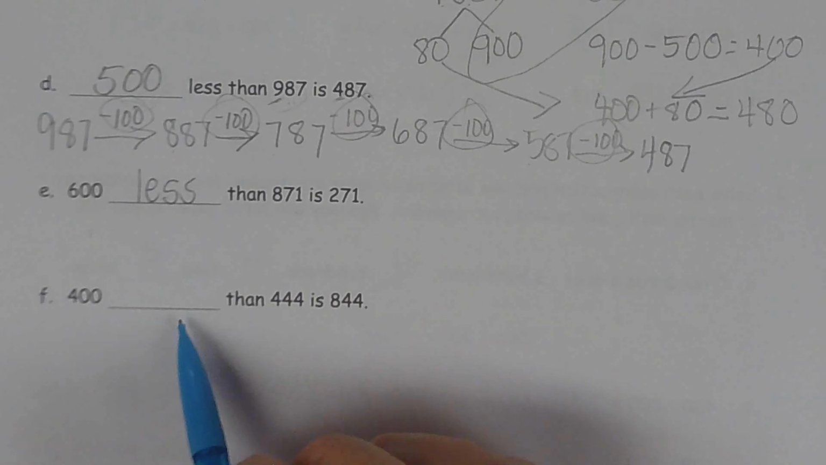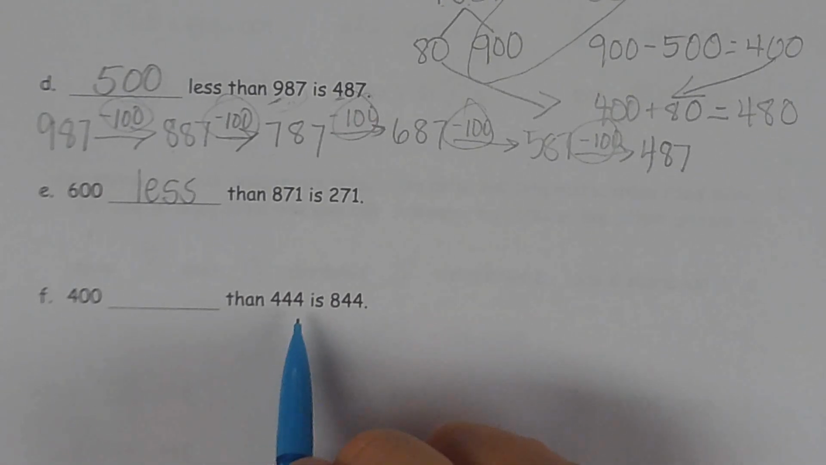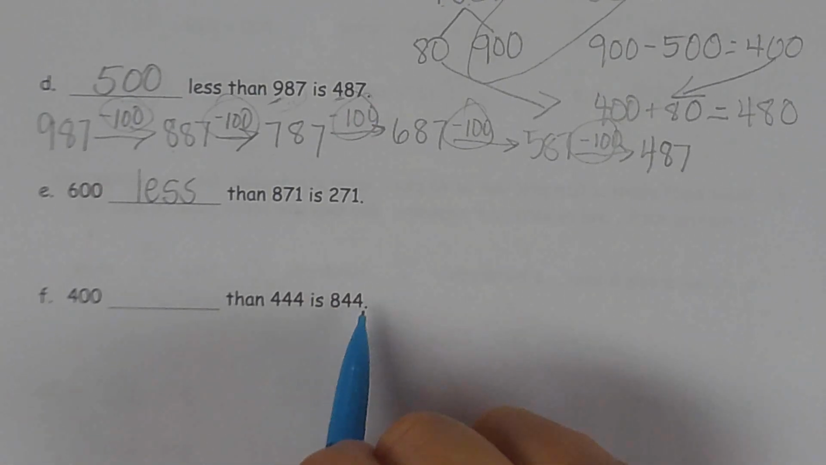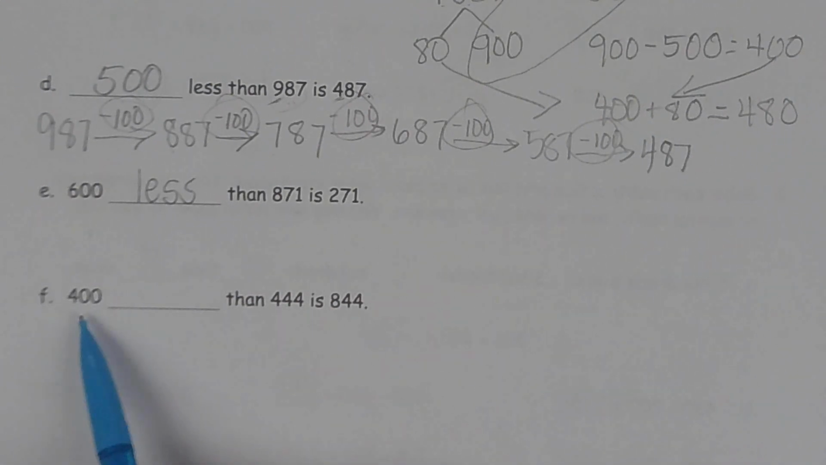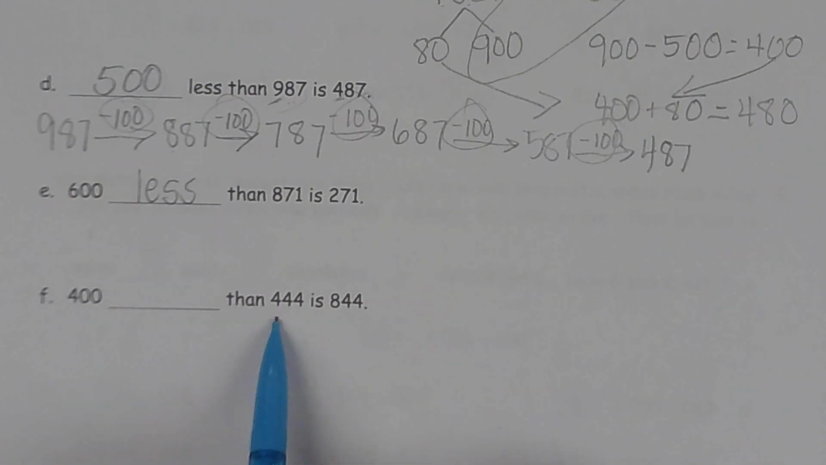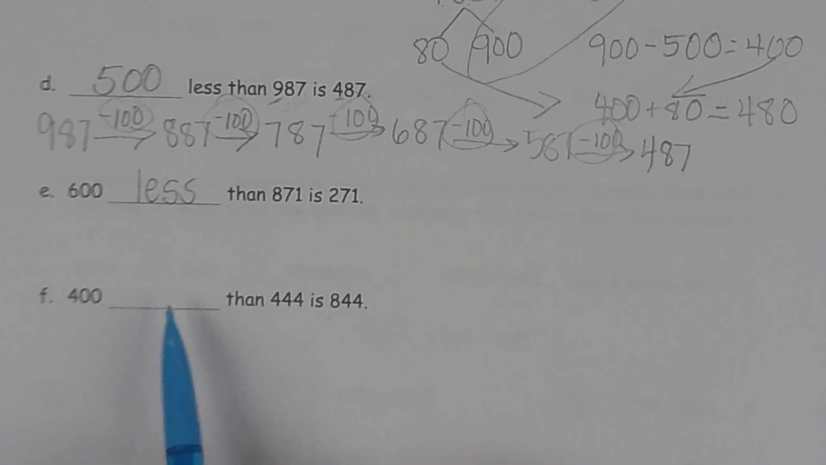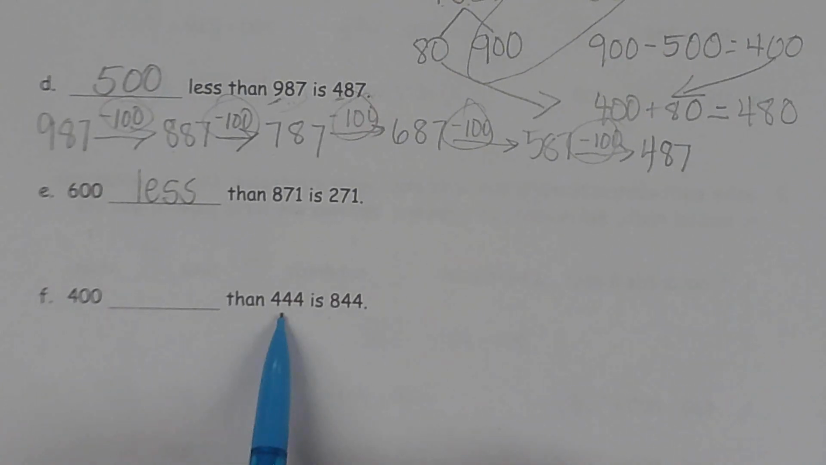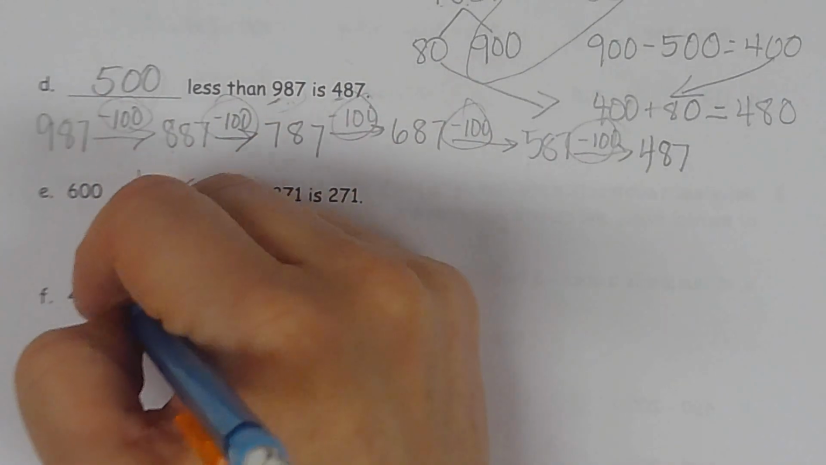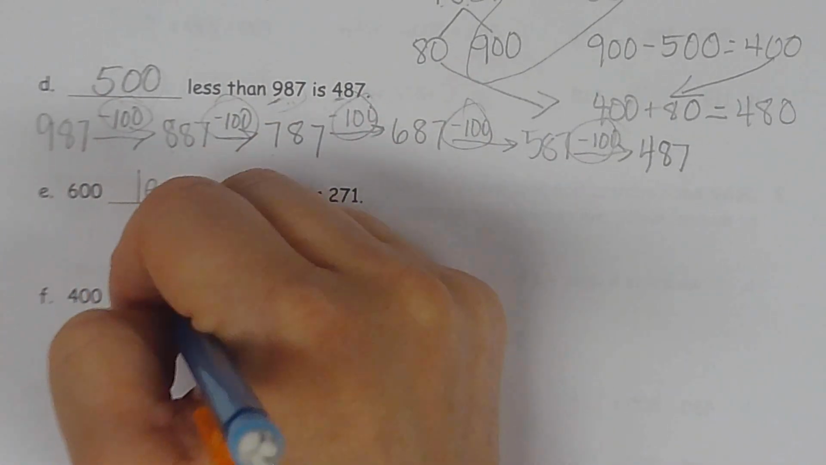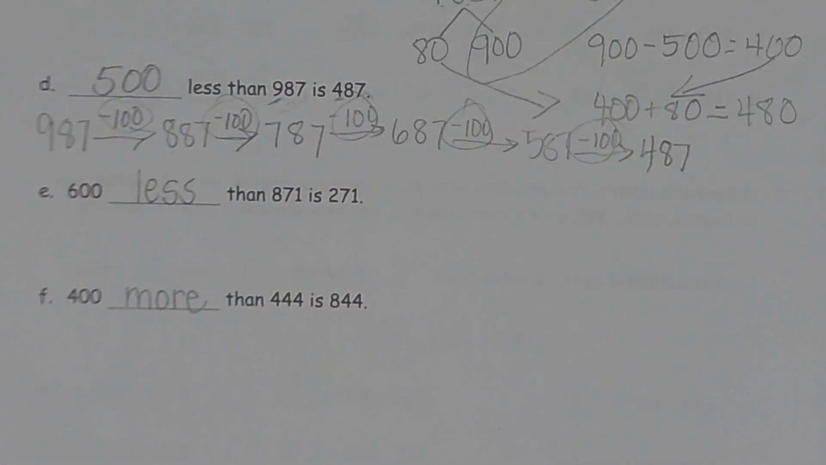400 blank than 444 is 844. Is it 400 more than 444 to get to 844? Can you add 400 plus 444 to get 844? Absolutely. So this one is more.